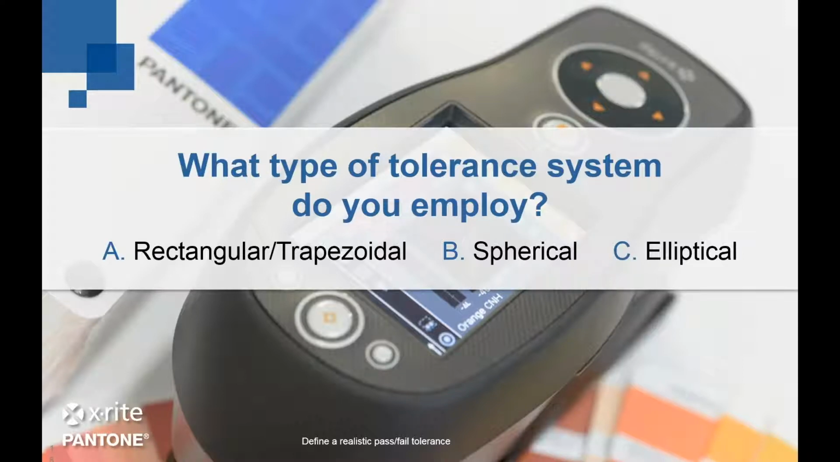Okay, this might help inform me going into the next few slides which to concentrate on. What type of tolerancing are you guys using at the moment? Is it the rectangular or trapezoid, the spherical, or the elliptical tolerancing?